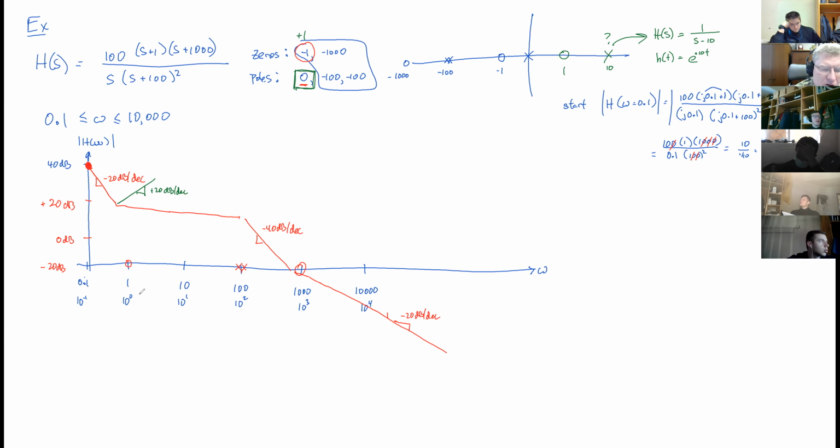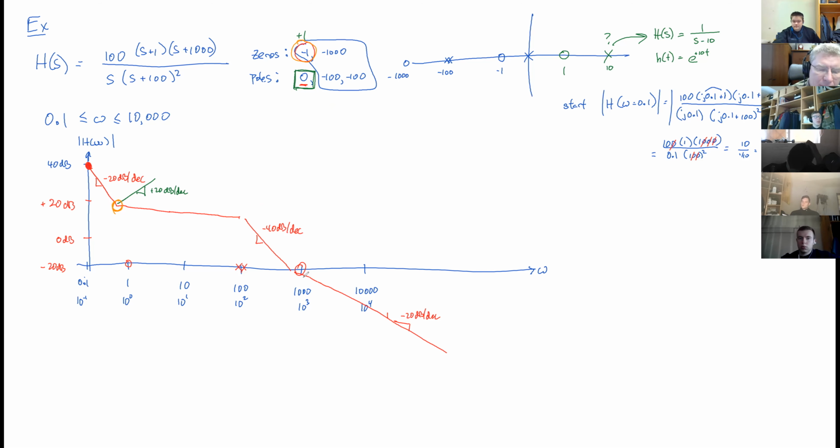Remember, where along this axis is omega equals 0? Way over here. So it already hit this pole. So it's already going down 20 dB per decade because of this pole. And then it evens off at this point because of that zero up here, which tends to make it want to move up by 20 dB per decade, which cancels its current minus 20 dB.